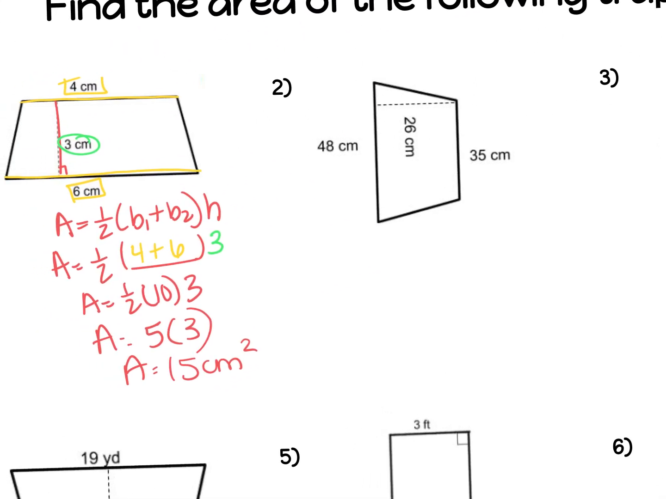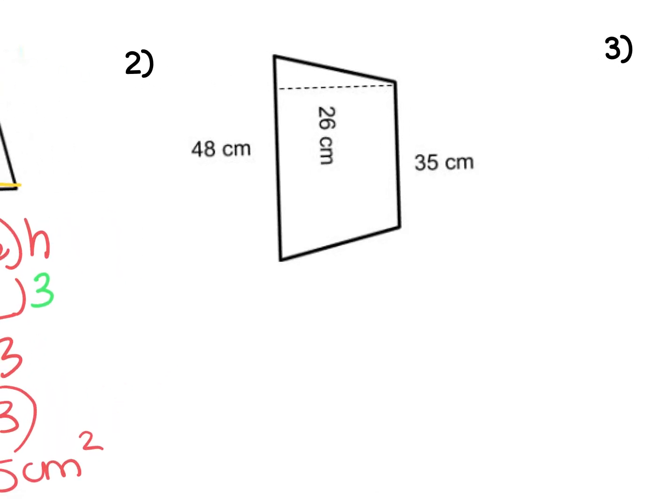Let's go look at number 2. Looking at number 2, it's a trapezoid. It's not a triangle. I do see that you kind of see a triangle over here, but that's not what you're looking for. You're actually looking for the area of the whole thing. Let's see. Formula: area equals half, base 1 plus base 2, times height.